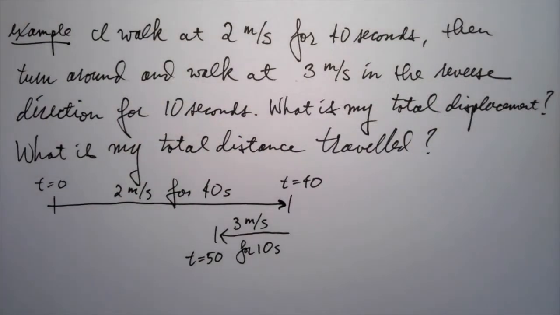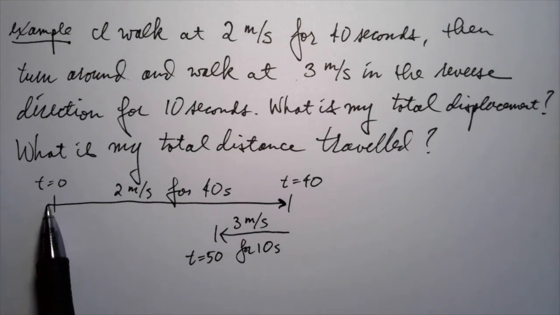Before we finally get to the fundamental theorem of calculus, I want to do one more motivating example. Suppose that I walk at 2 meters per second for 40 seconds. I stop then and I turn around and I walk at 3 meters per second in the reverse direction for 10 seconds. What is my total displacement? That just means how far is it from my initial starting point to where I ended up. And then we can also ask, what is my total distance traveled? That means how far did I walk? If I look at my Fitbit, that'll be like the total distance, not taking into account which direction I went.